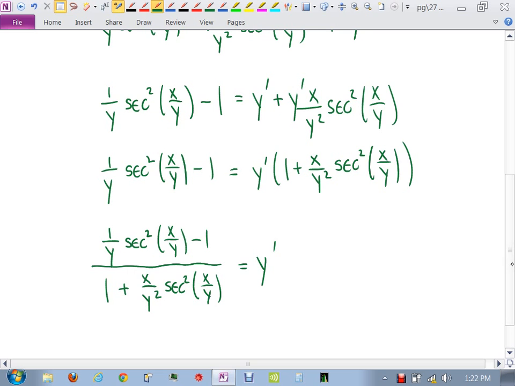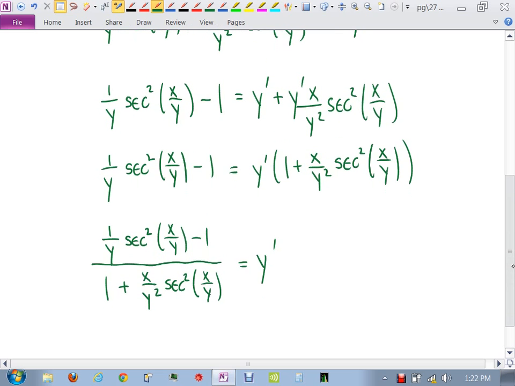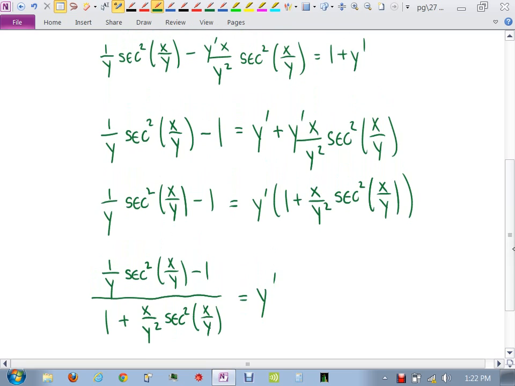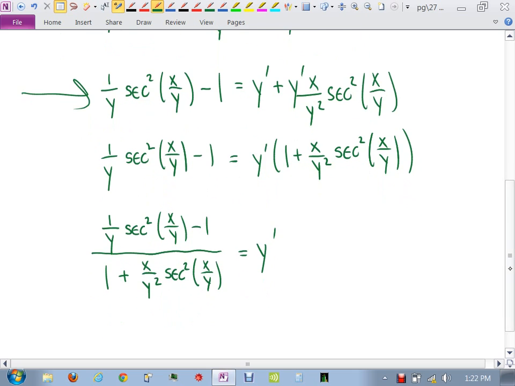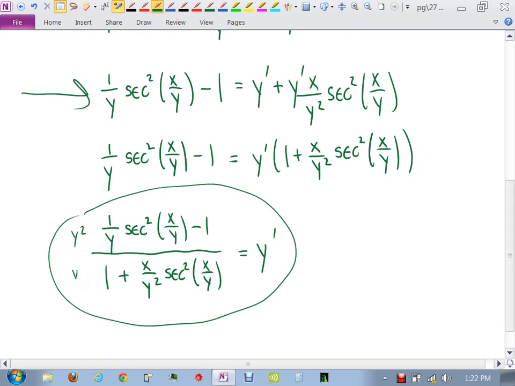Multiply y squared where? Like right here? Multiply both sides of the equation by y squared? You could have done that. That's fine. See, that's what I would do at this point right here. I would actually multiply the top by y squared and the bottom by y squared and distribute it through like that. But I'm not going to go that far.